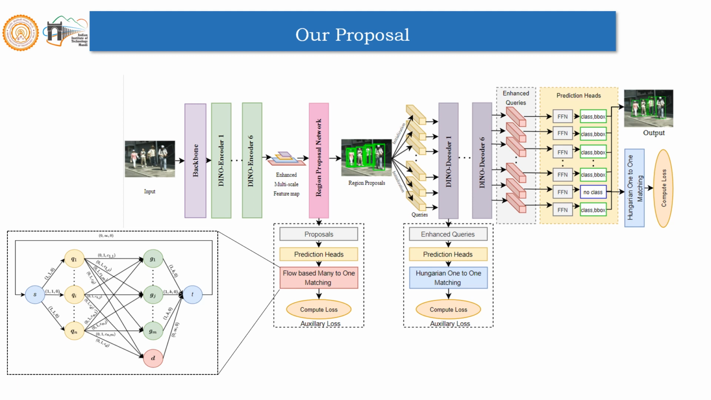This is the architecture with the proposed flow-based matching. At the region proposal layer, instead of the Hungarian one-to-one matching, we are using the flow-based many-to-one matching. We pose the matching problem as a min-cost flow problem. Therefore, we construct a bipartite graph with queries on one side and ground truths on the other. The edge connecting a query to a ground truth has a cost value equal to the cost of matching that particular proposal, or query, to that particular ground truth.